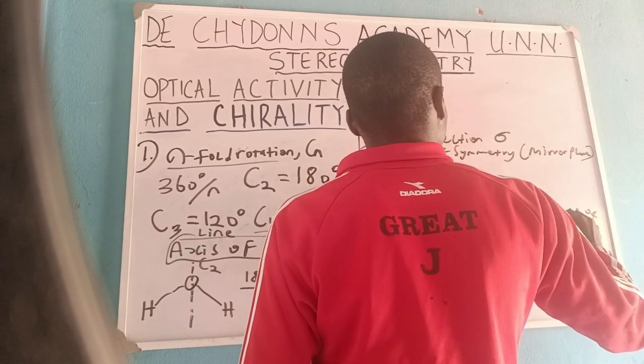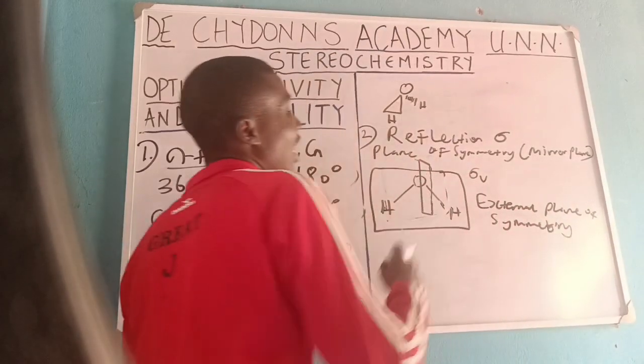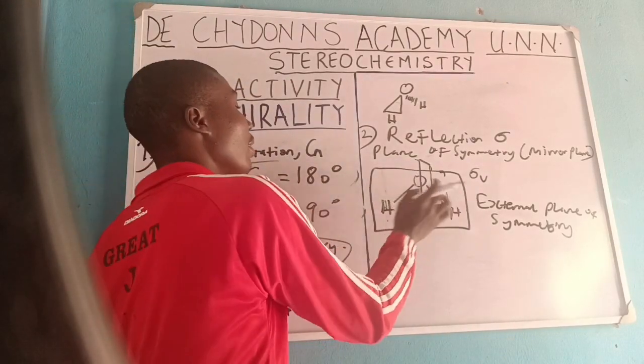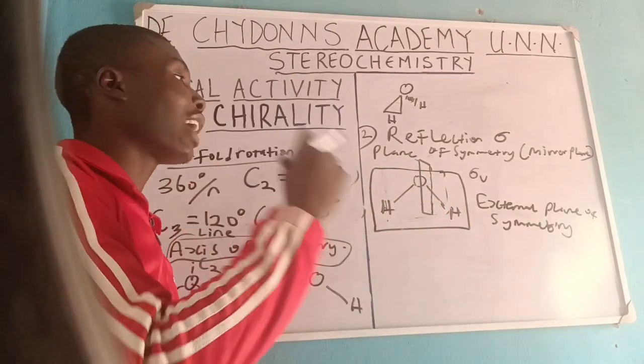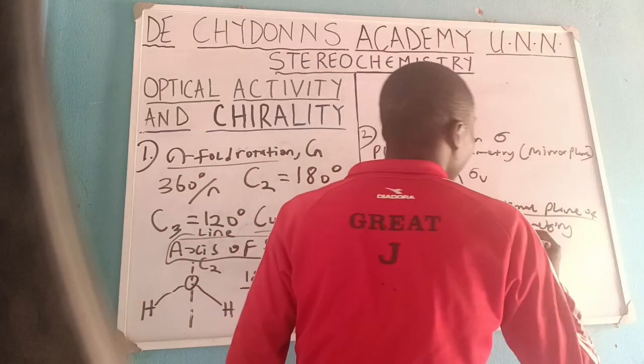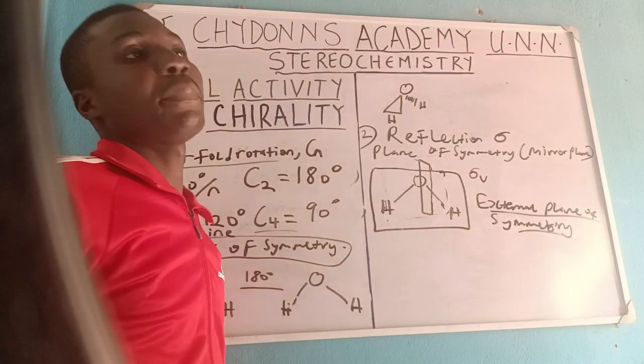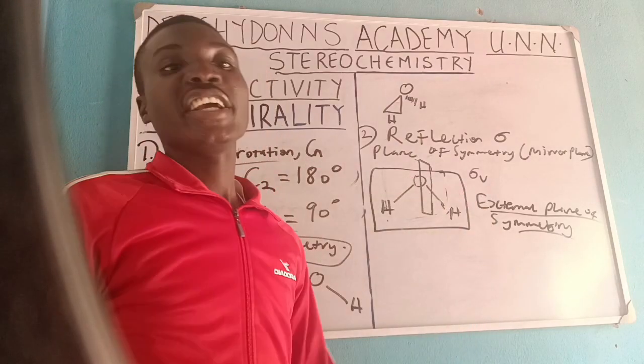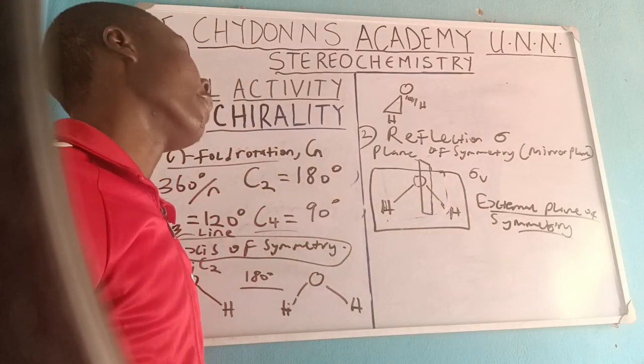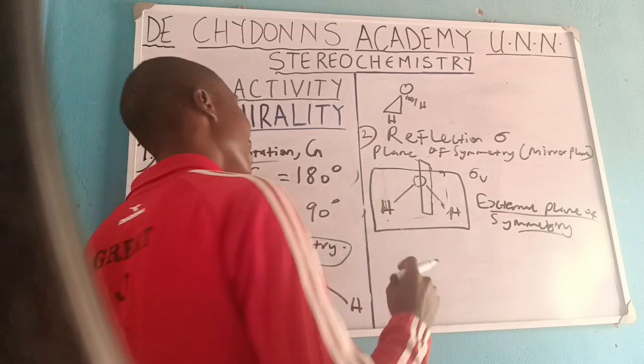External plane of symmetry. So anytime you have a structure that has only stick bonds, usually you will find an external plane of symmetry. The implication is that it can never be chiral because a plane of symmetry is present. Let's look at another compound so I can help you understand another important part of this.